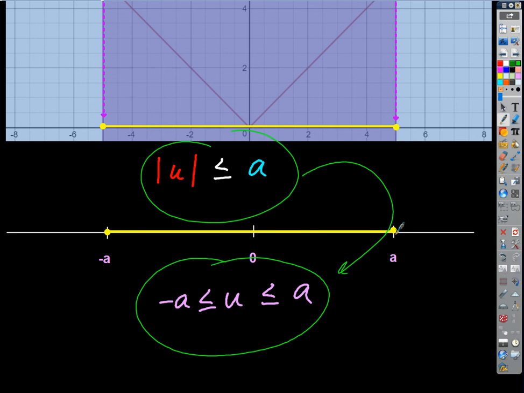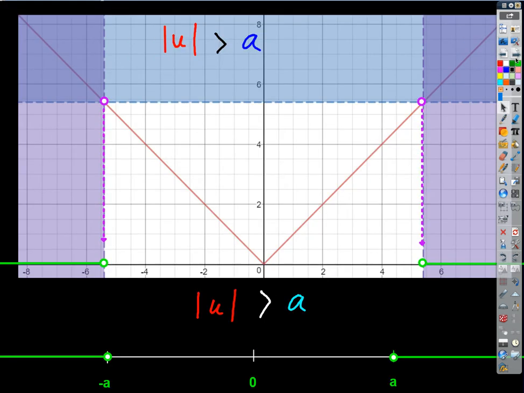But initially, if that's not totally clear and you need to spend some time with the picture first, just memorize it for now. If you have an absolute value that is less than or equal to something, it always gives you the "and" compound inequality. Compare that to if you've got an absolute value function that's greater than a. What's that going to give us?